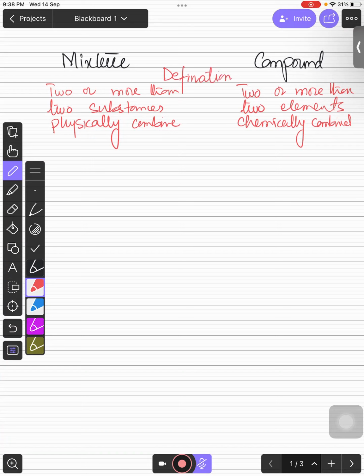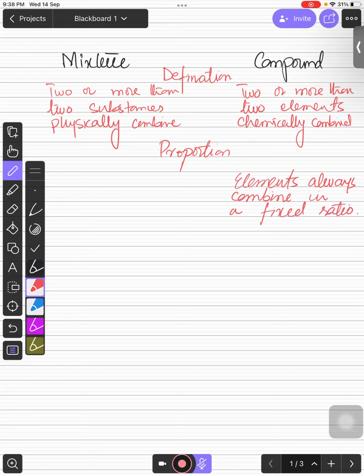And if you talk about the proportion, you need to understand this proportion. So we know that when a compound forms, there is a combination in a fixed ratio, right? So you need to understand that elements always combine in a fixed ratio. For example, if you are producing water, there must be two hydrogens and one oxygen, right? If the ratio is changed, then definitely the compound will be changed. So there should be a fixed ratio for the formation of any compound.